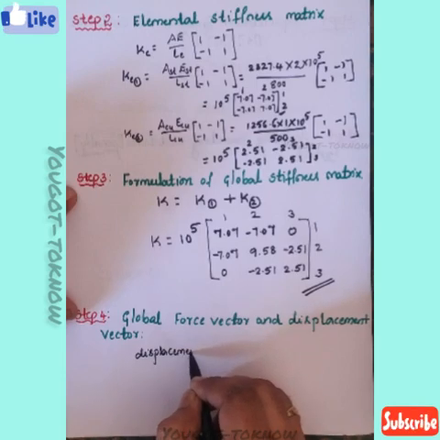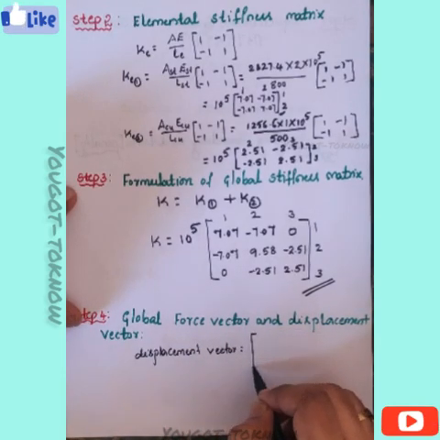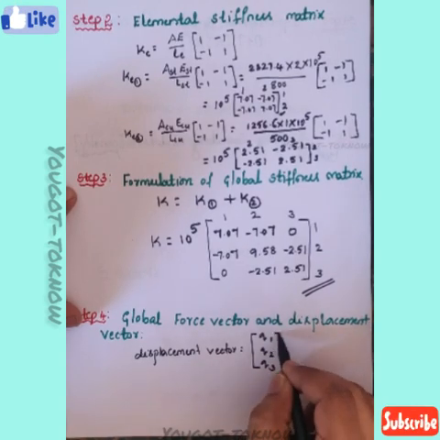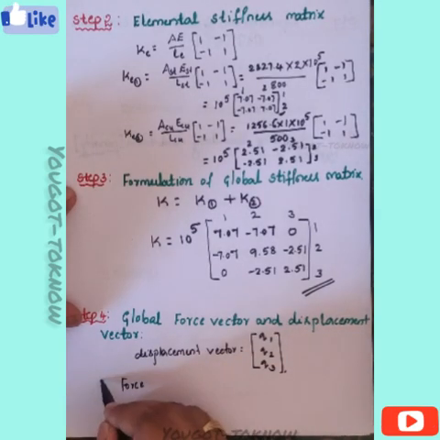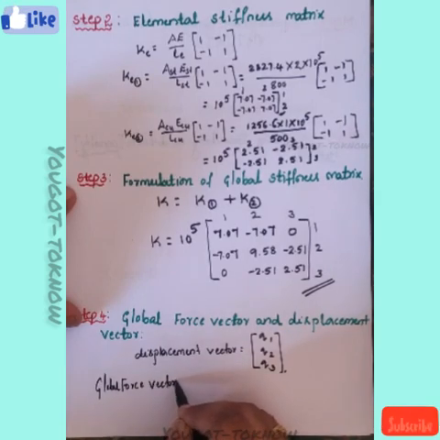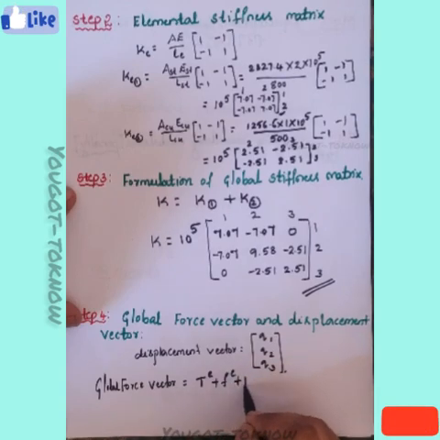If you observe your displacement vector, if you observe your problem, how many displacements can you expect? 3. That means your displacement vector is Q1, Q2, Q3. Now what is the force vector? The global force vector is a combination of 3 forces. What are the 3 forces? Traction force, body force and point load.